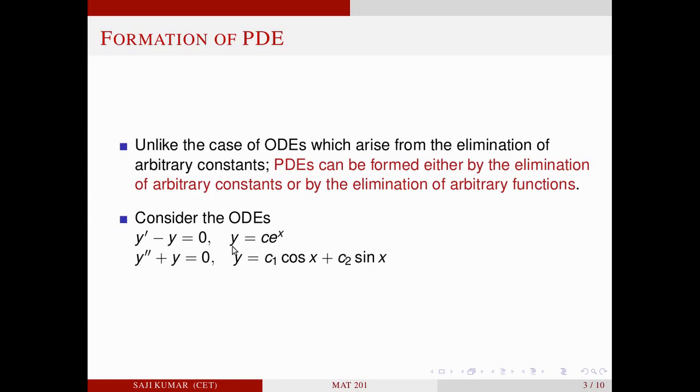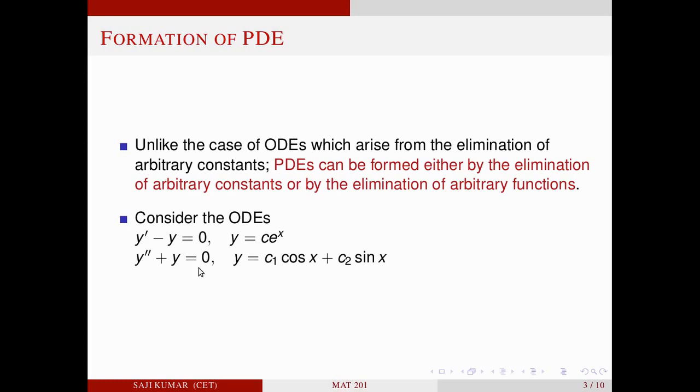See, the first solution y is equal to c e raised to x is a family of exponential curves, and the corresponding differential equation y dash minus y equal to 0 can be obtained by eliminating the arbitrary constant c from this relation. We just differentiate with respect to x, that is y dash or dy by dx equal to c e raised to x. Eliminating the arbitrary constant from y is equal to c e raised to x and y dash equal to c e raised to x, instead of the c e raised to x term we can replace it by y dash, so finally we have y dash minus y is equal to 0.